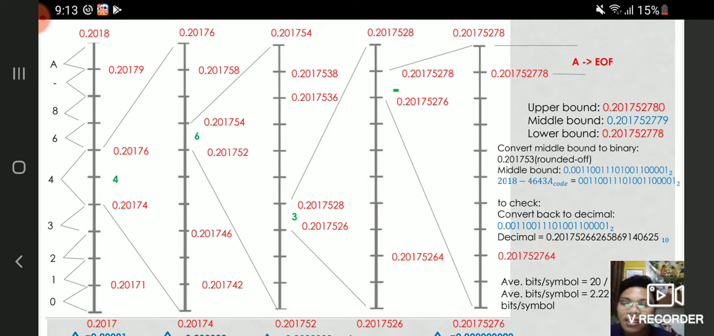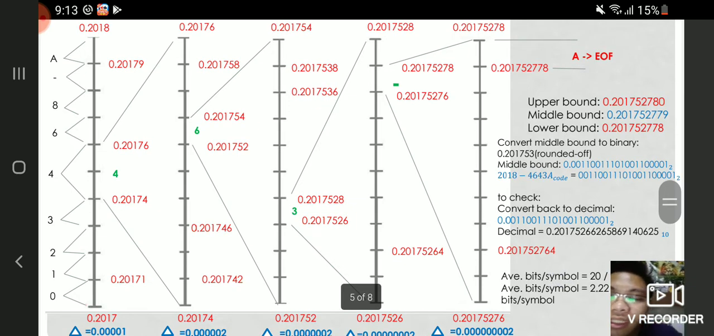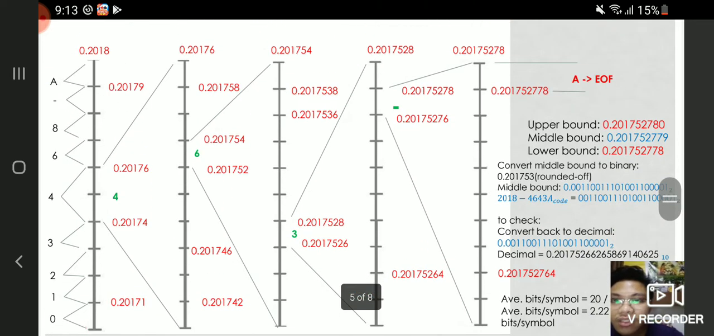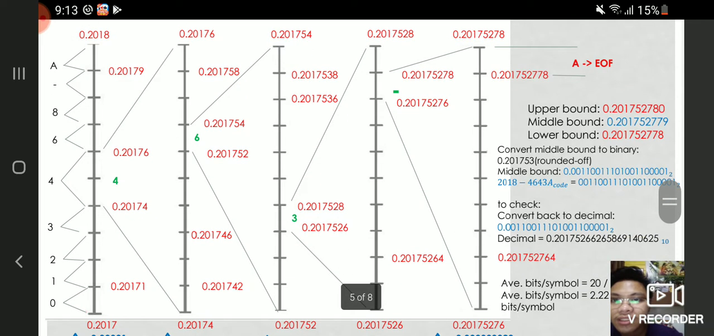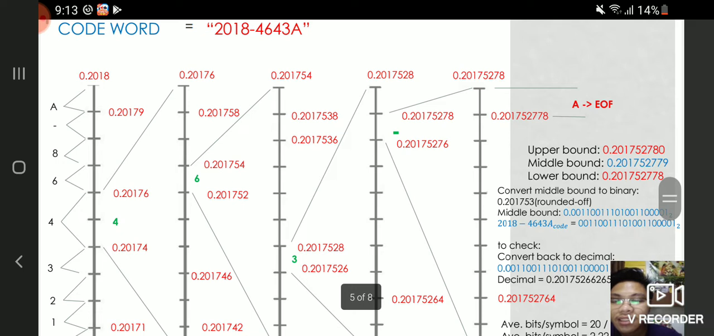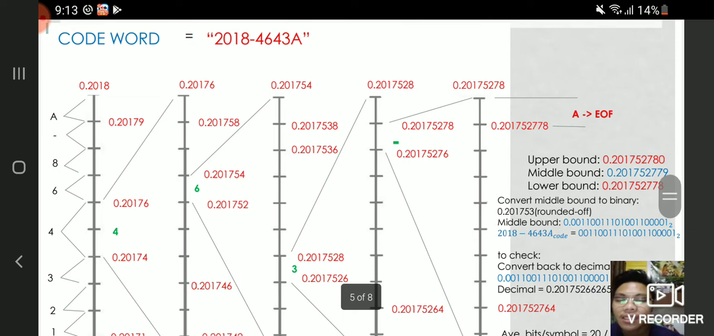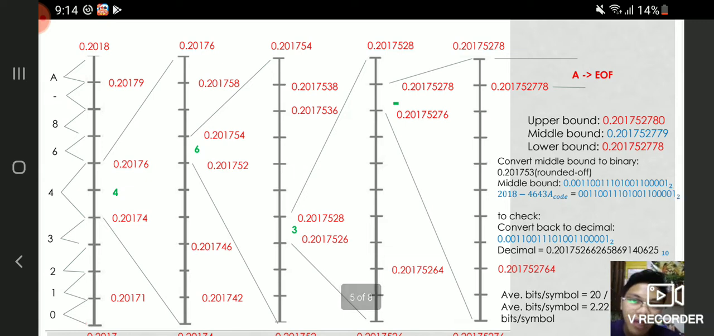Then using this graph, we will get the probability graph of dash. The dash here is aligned between 0.2017527 and 0.2017526. Then expanding it will become the upper bound and the lower bound. To locate the A here, it is aligned between 0.2175278 and 0.2175278, and the letter A here is the code word A, our end of file or end of our transmission. Then we have the upper bound and the lower bound.